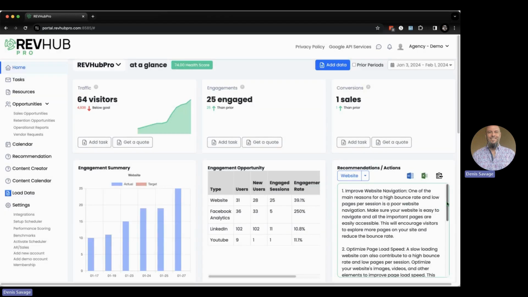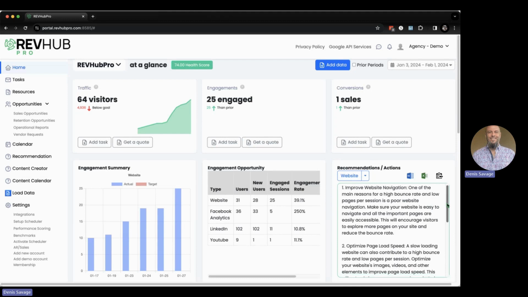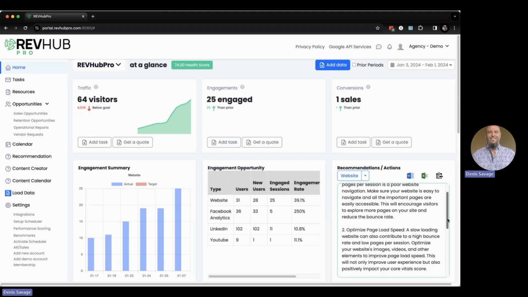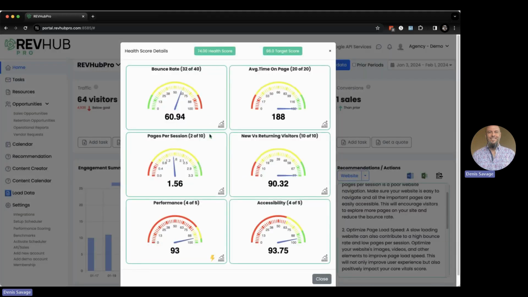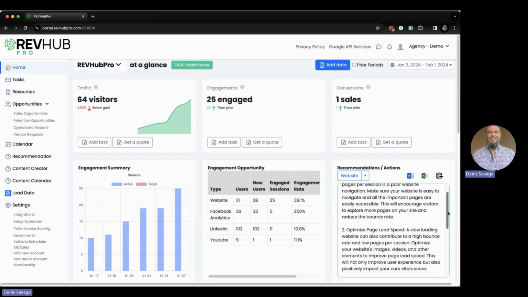And sure enough, we have improved website navigation, one of the reasons for the high bounce rate. Great. So we have a reason for what we're seeing. And second one down, page load speed. Again, page load speed, if we looked at our 2 most important pages per session, if it's slow to load, I don't want to go to another page. My bounce rate also is going to get affected. So those first 2 already gave me information on why it's happening.